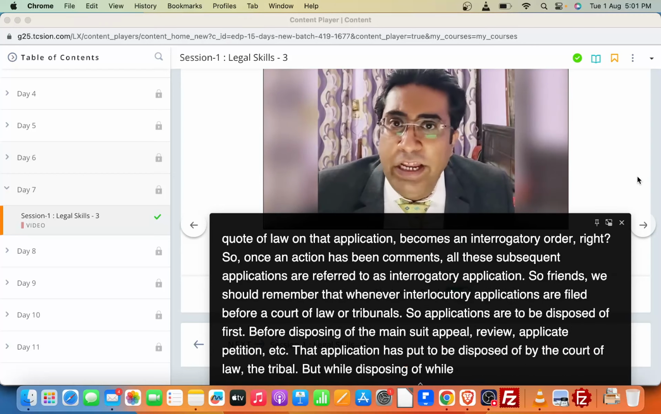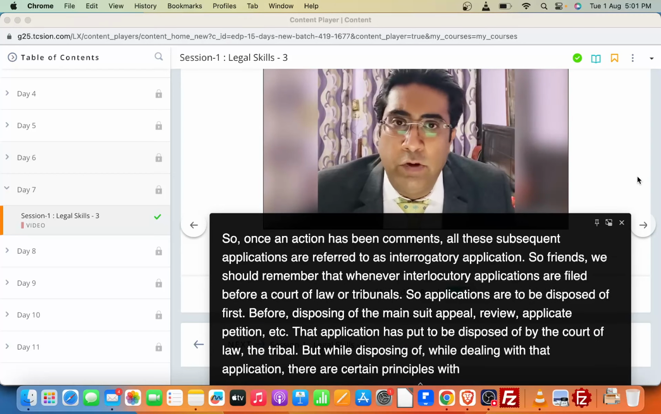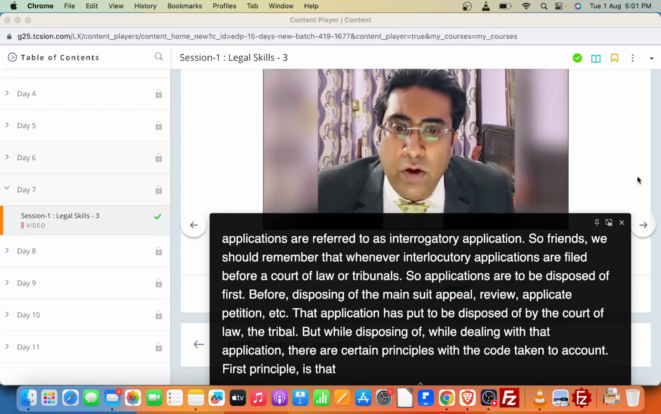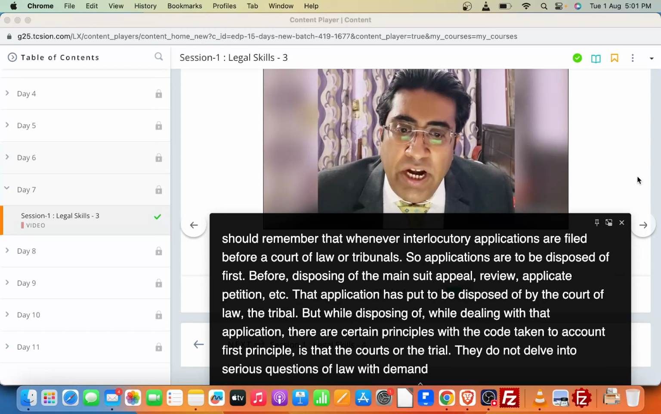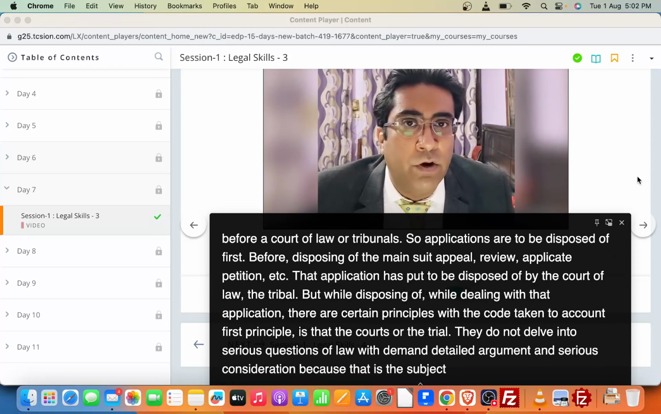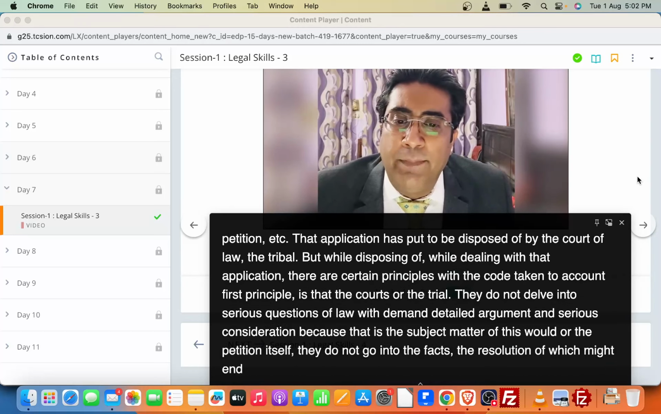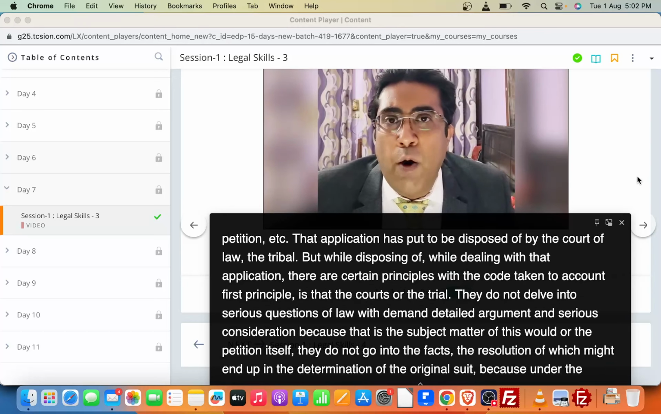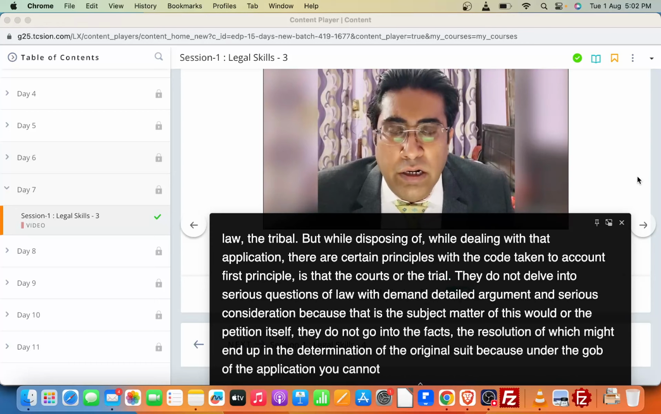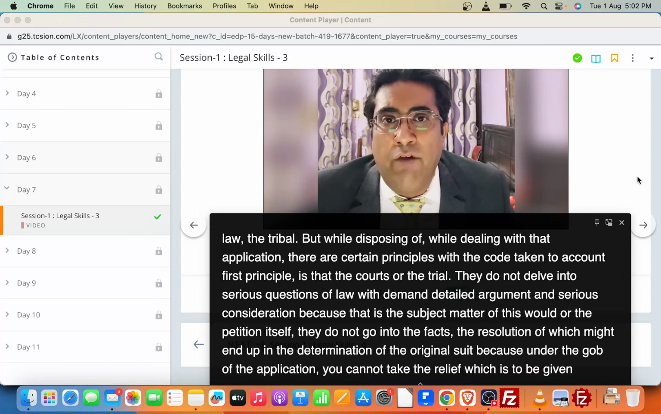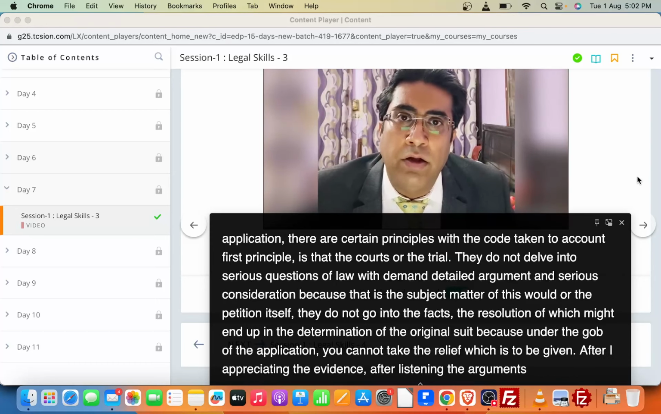But while dealing with that application, there are certain principles which the courts take into account. The first principle is that the courts or the tribunal do not delve into serious questions of law which demand detailed argument and serious consideration, because that is the subject matter of the suit or the petition itself. They do not go into the facts, the resolution of which might end up in the determination of the original suit, because under the garb of the application, you cannot take the relief which is to be given after appreciating the evidence, after listening to the arguments the court has to go into.